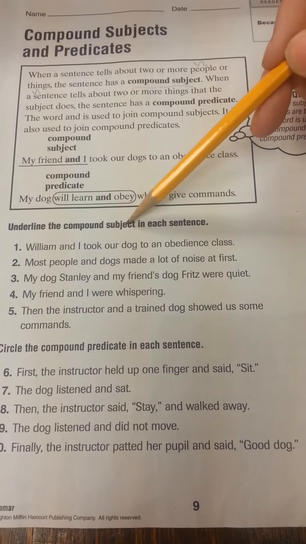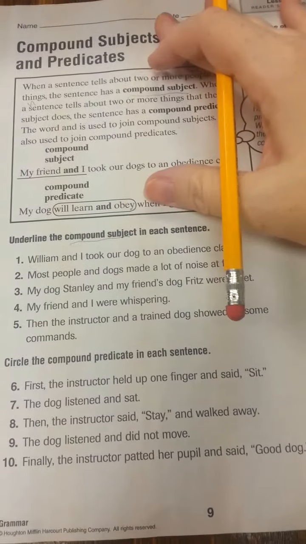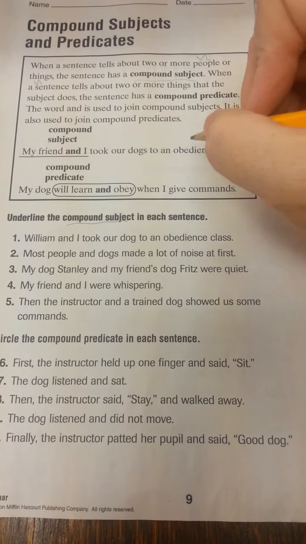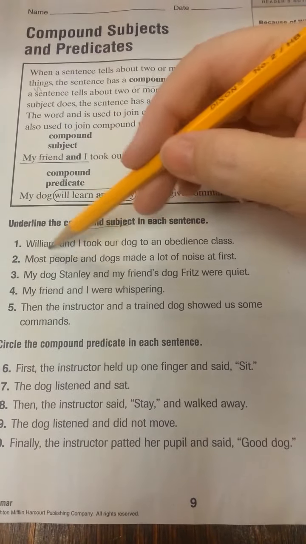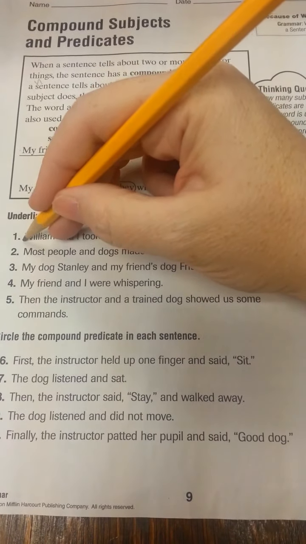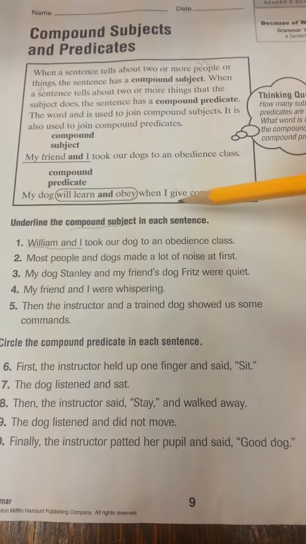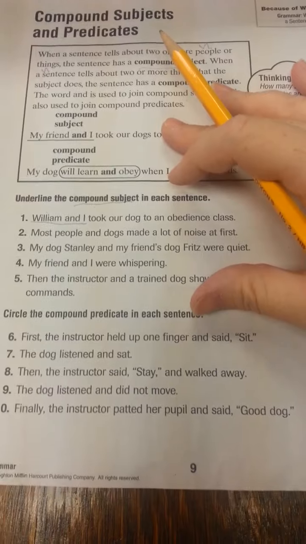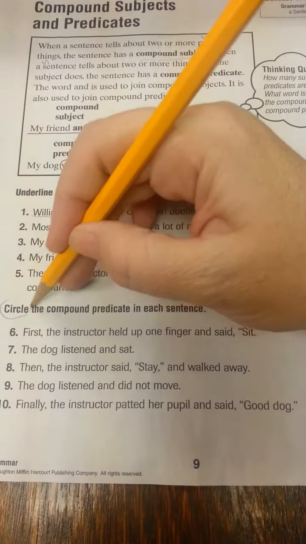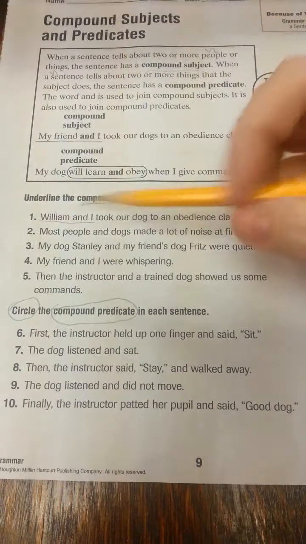Underline the compound subject. So all we're doing here is underlining the compound subject in each sentence. So we're going to look for that coordinating conjunction when we go through here. So, William and I took our dog to an obedience class. Well, William and I. Are those two nouns? I do believe it is. So there's my compound subject. At the bottom, you're going to circle the compound predicate. Circle, okay?